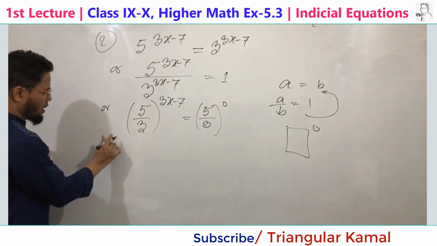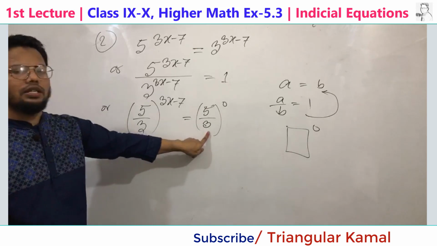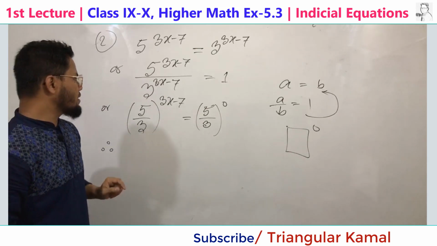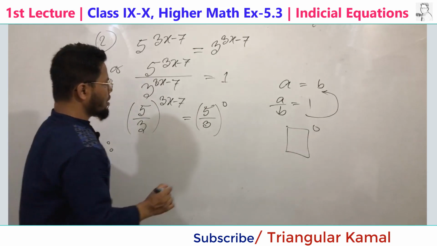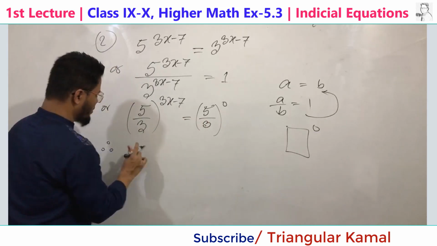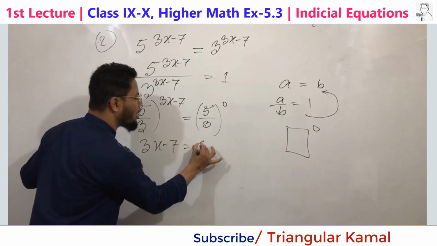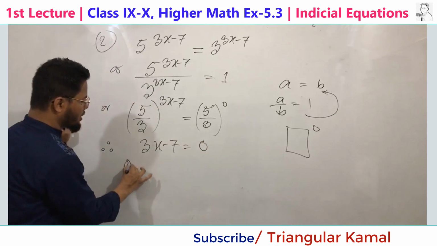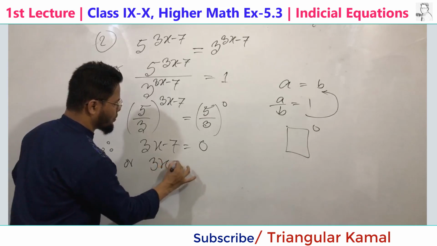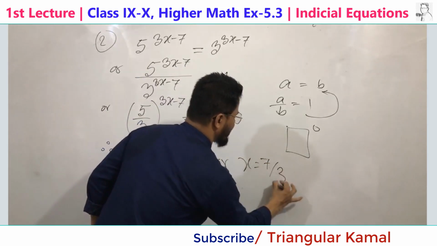Now what we see here, in both cases the base number is the same, so the powers will be the same: 3 times of x minus 7 equals 0. Now doing the simple calculation, 3 times of x equals 7, or x equals 7 by 3, which is our answer.